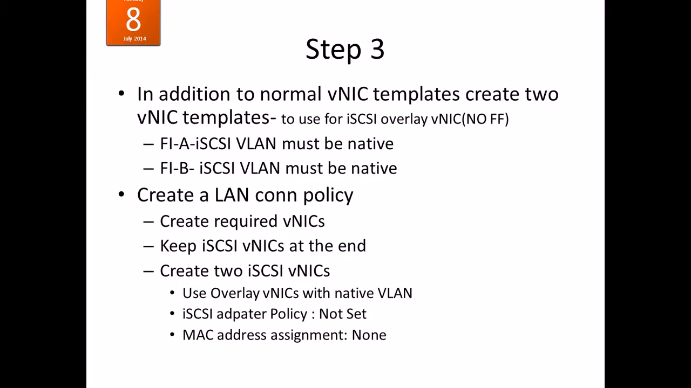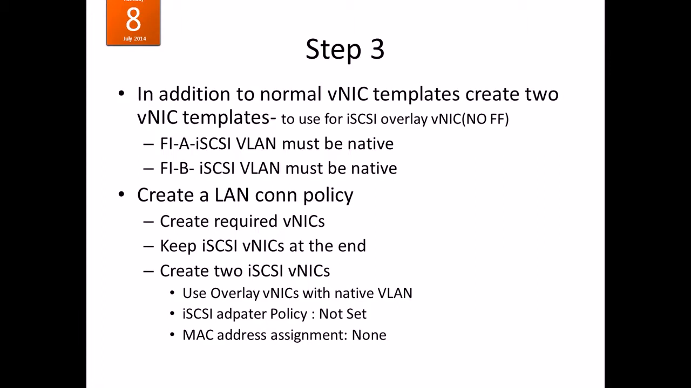And then once you've got this vNIC template, you have your VLAN, you have your policies and pools ready. We make a LAN connection policy. So once we create a LAN connection policy, we'll create the required number of vNICs. For example, for Windows Server, we have 2 vNICs. First, I create those 2, and then we create the iSCSI vNICs. These are the overlay vNICs which the iSCSI vNICs will be going through.